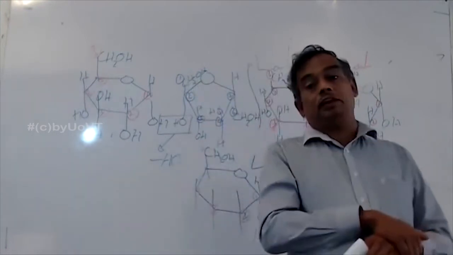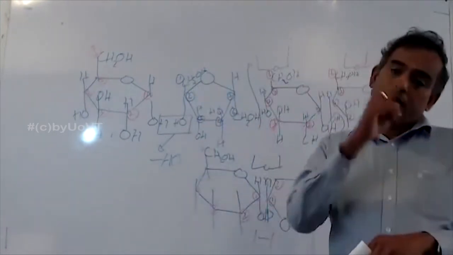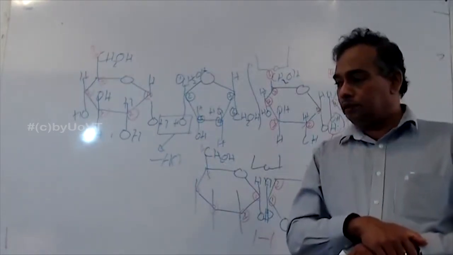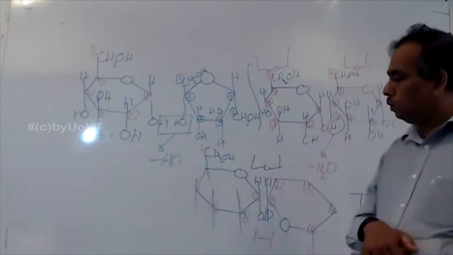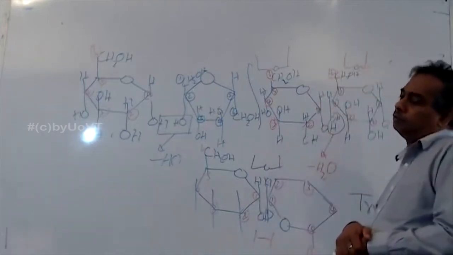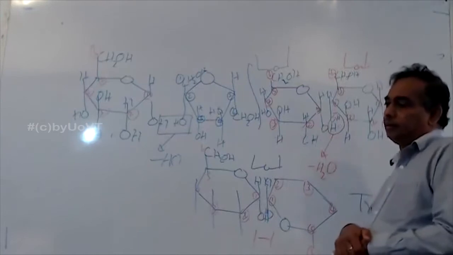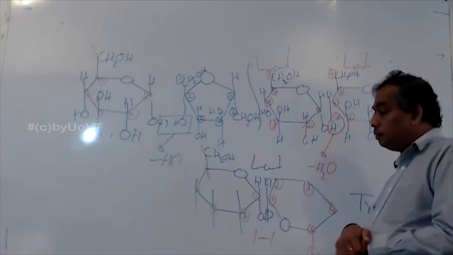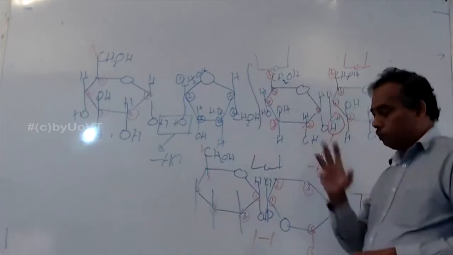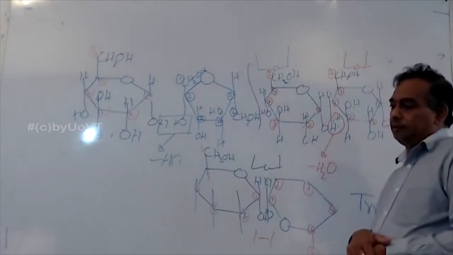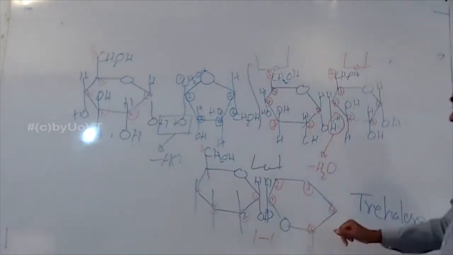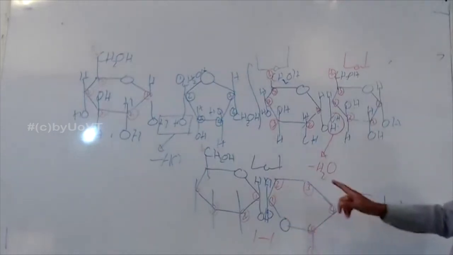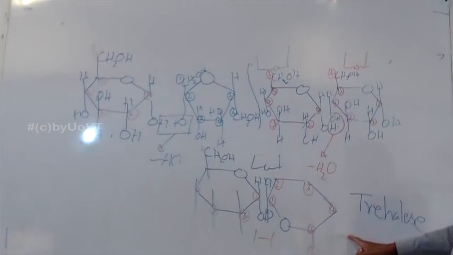But if I ask a question like this, can you give two examples of reducing sugars or non-reducing sugars? For the reducing sugars, you can give two examples: lactose and maltose, which are common reducing sugars. But for non-reducing sugar, your famous one is sucrose. And this is another example, trehalose, because trehalose is again a non-reducing sugar.